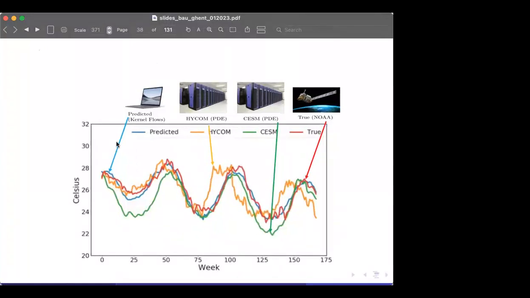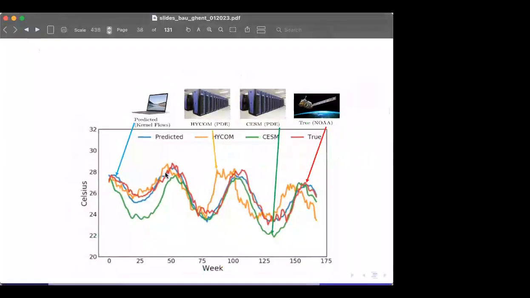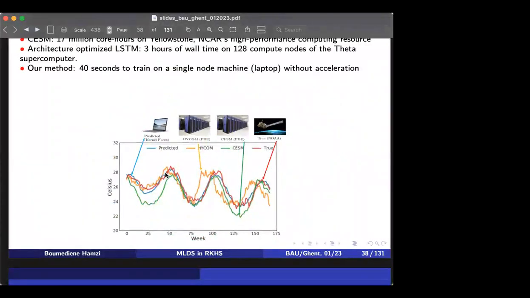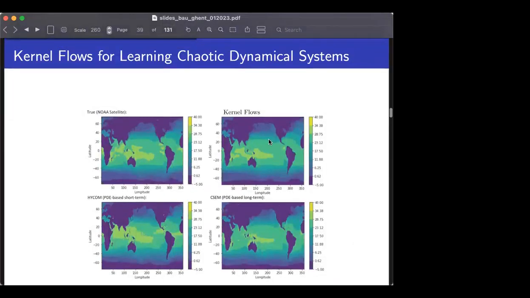The red data is from the satellite. Blue is kernel flows, orange is PDE, and then green is CSM. And you see, it's doing quite well. So the method works quite well. That's the temperature profiles. Here you see the true, kernel flows, HiCom and CSM, and it's doing quite well. And apparently it's doing well as well because it's detecting some El Niño cycle as well.